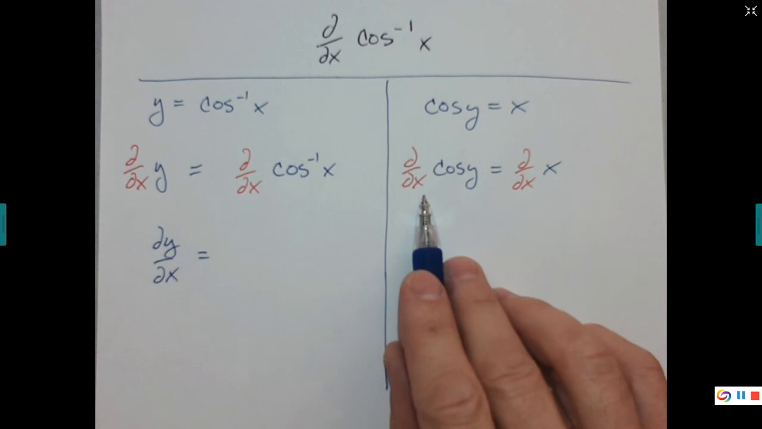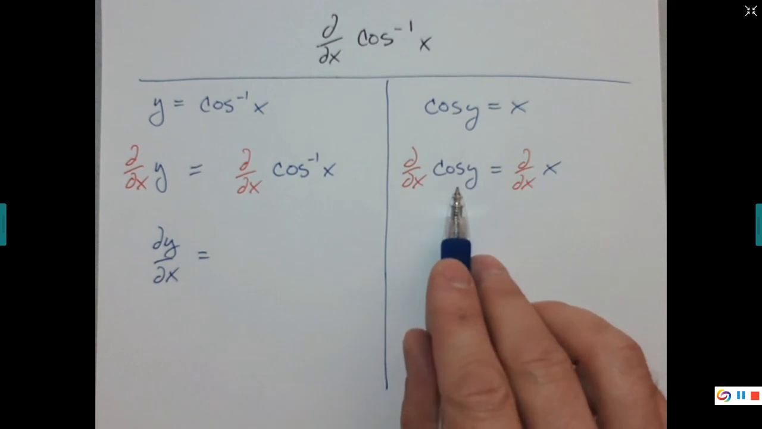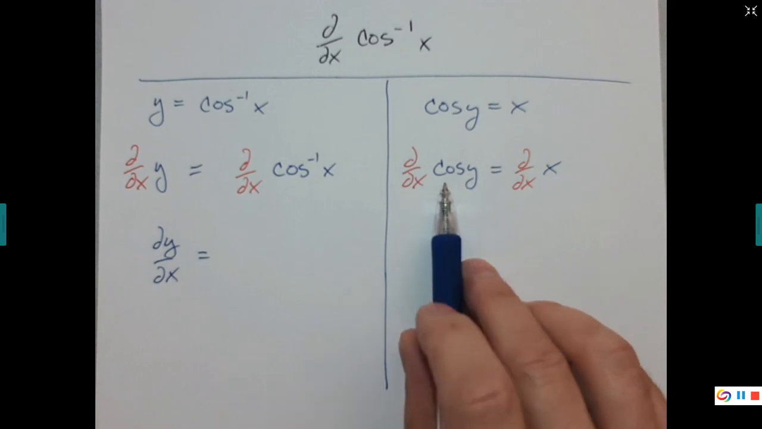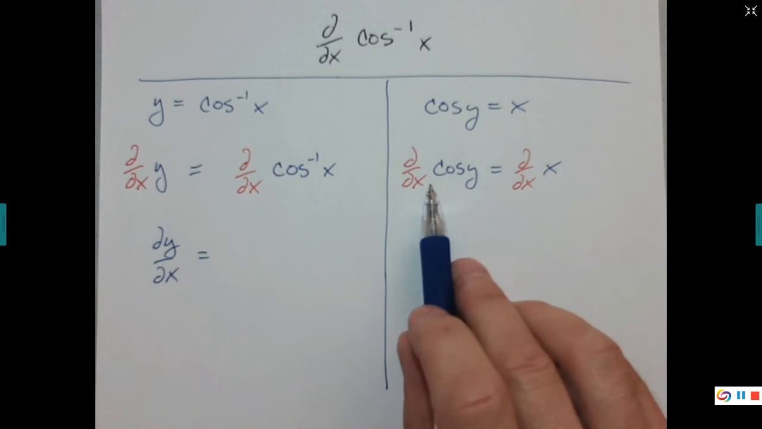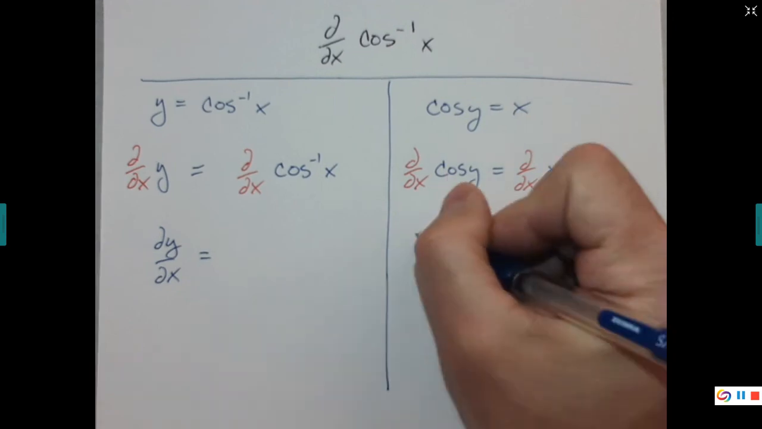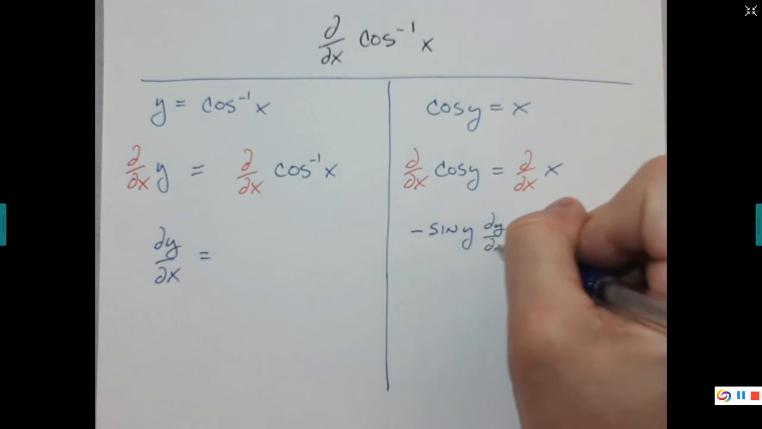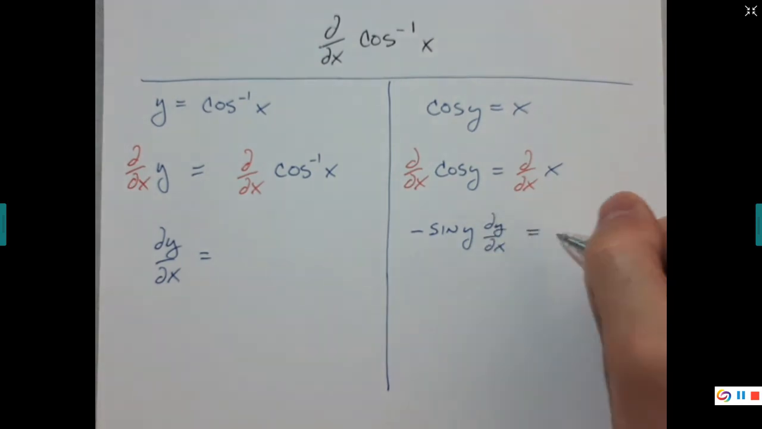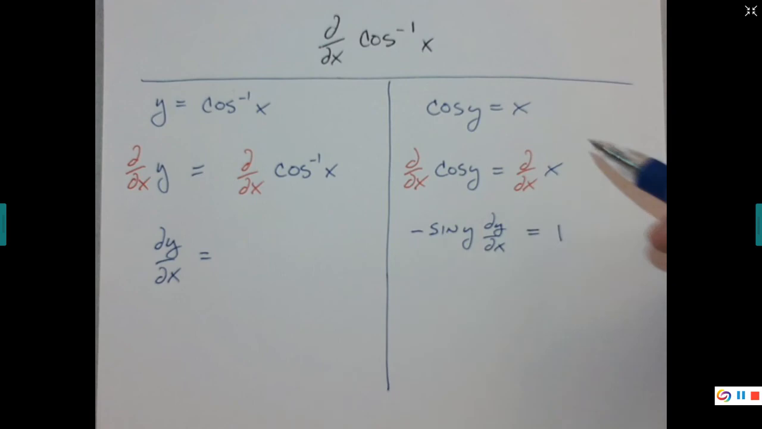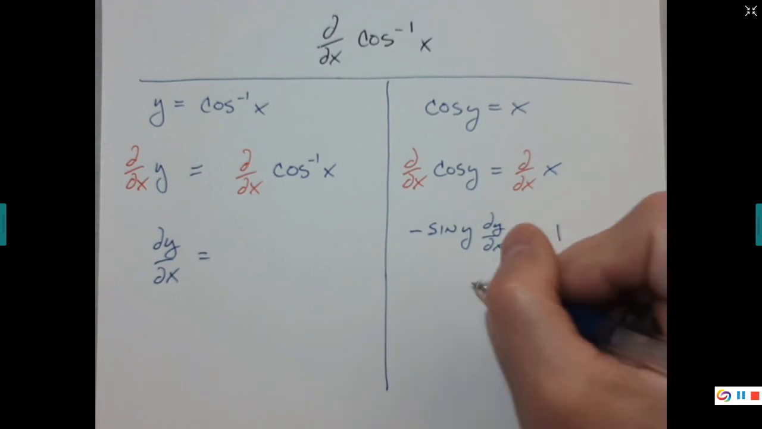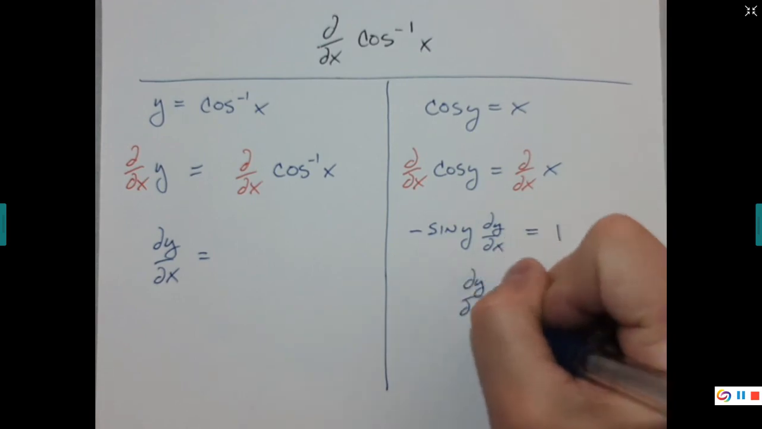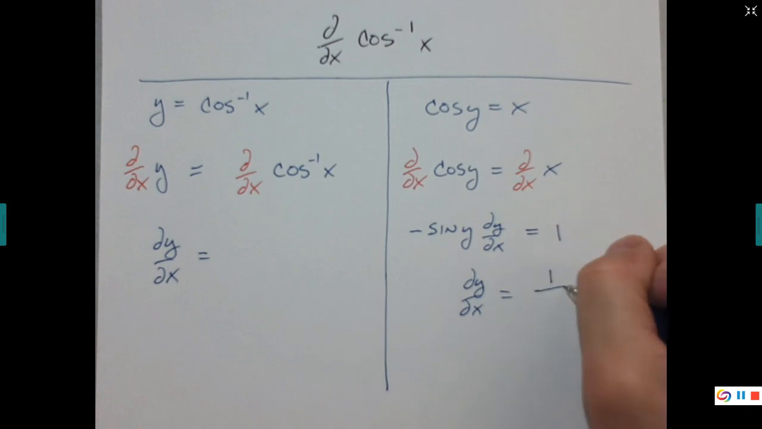All right, now I have the derivative with respect to x of cosine of some garbage. We know the derivative of cosine is going to be negative. It's actually negative sine of that garbage times the derivative of the garbage. That's becoming pretty easy for us now. And, of course, this is 1 over here. Solving this for dy dx, you have found it's 1 over this negative sine of y, like this.